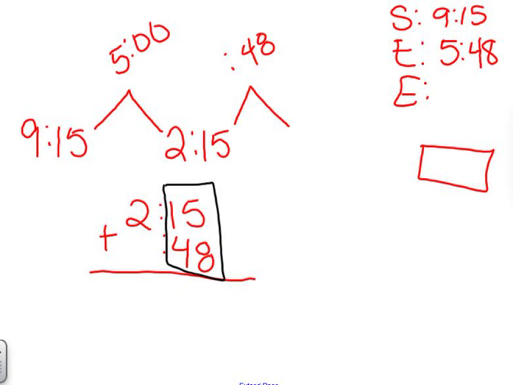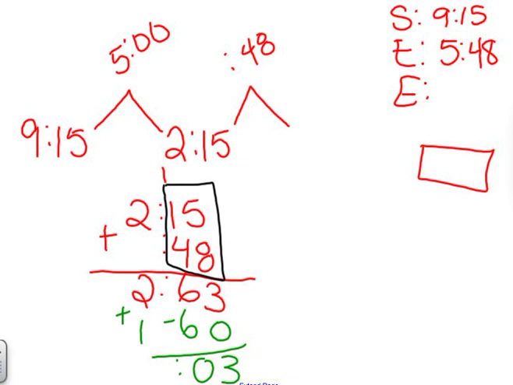8 plus 5 is 13. Carry the 1. 4 plus 1 plus 1 is 6, so 63. And I bring the hour down and I have 2 hours and 63 minutes. Now I know that's not a time because I can take an hour out of my minutes. I can take 60 minutes from the 63 minutes I have to make another hour. So I'm left with 3 minutes. And if I add that hour over here, I have 3 hours and 3 minutes, or my time is 3:03.